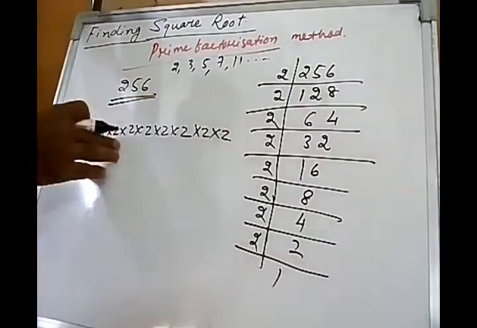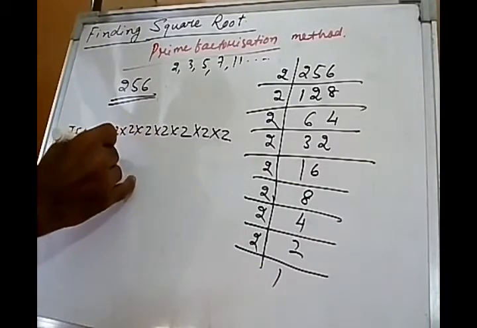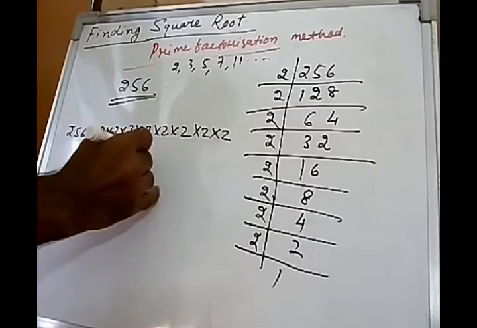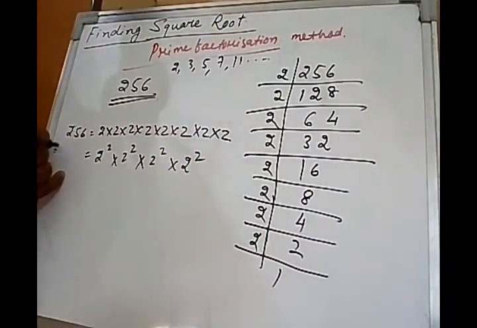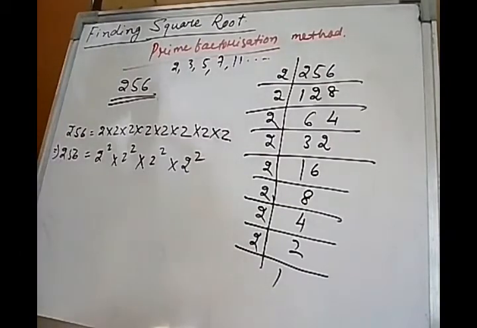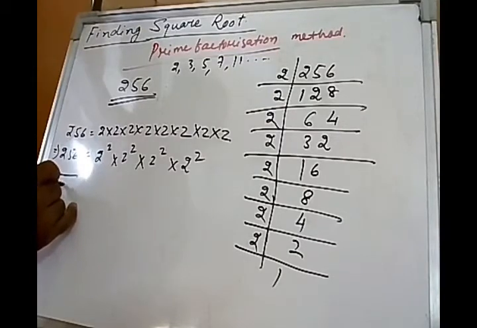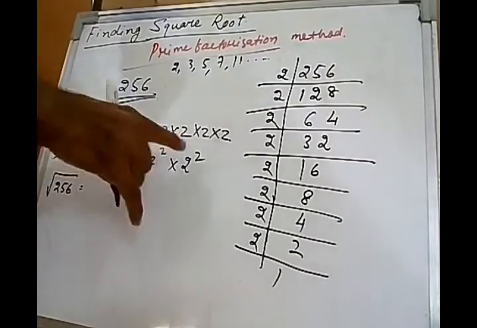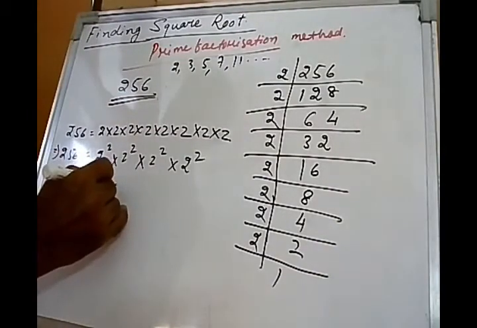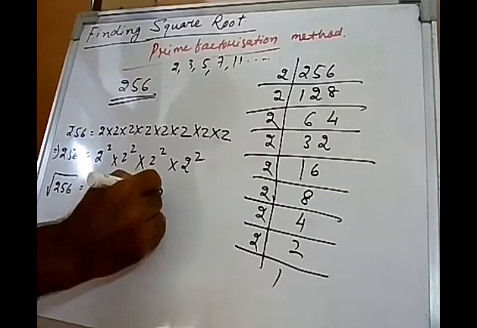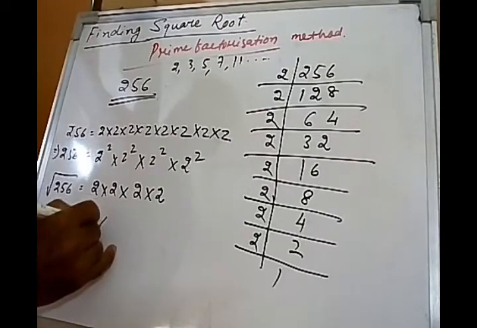So we have to change them into square form. So here 2's are there. So 2 square, 2 square, 2 square and 2 square. So 256 equals to 2 square like this. Now once I put this radical symbol, then these squares will be eliminated. So here only 2, only 2, only 2 and only 2. Therefore square root of 256 equals to 16.